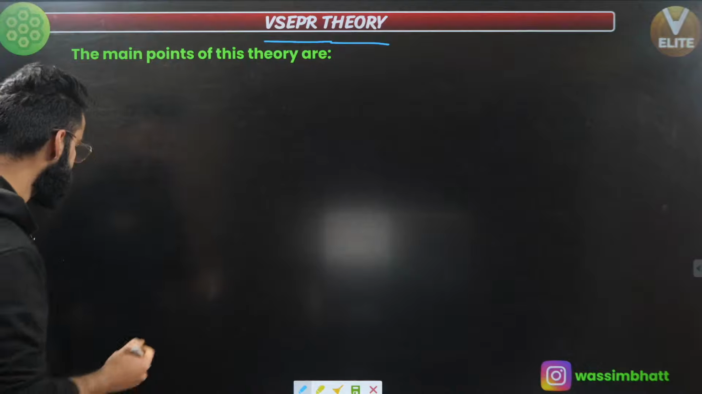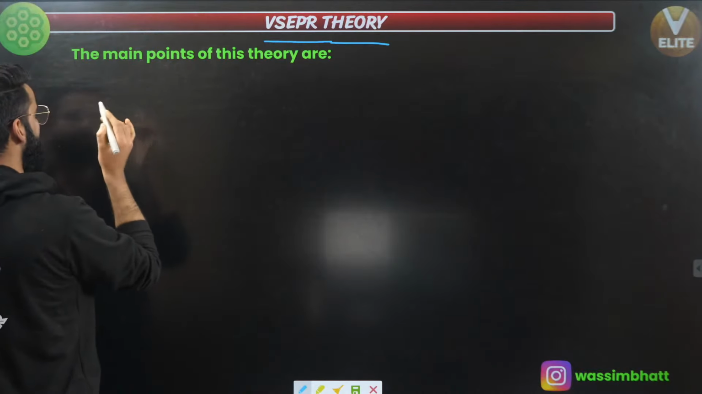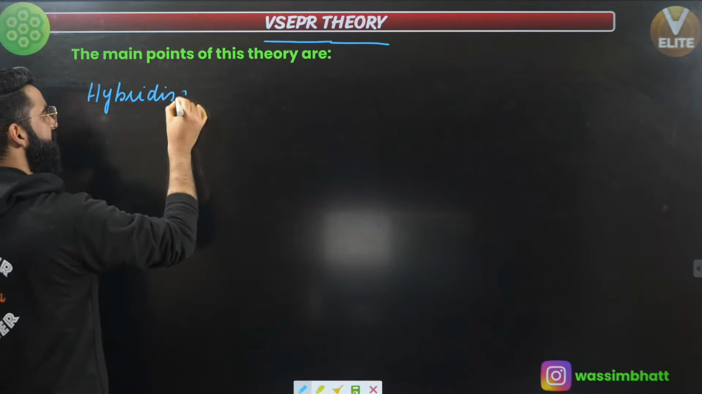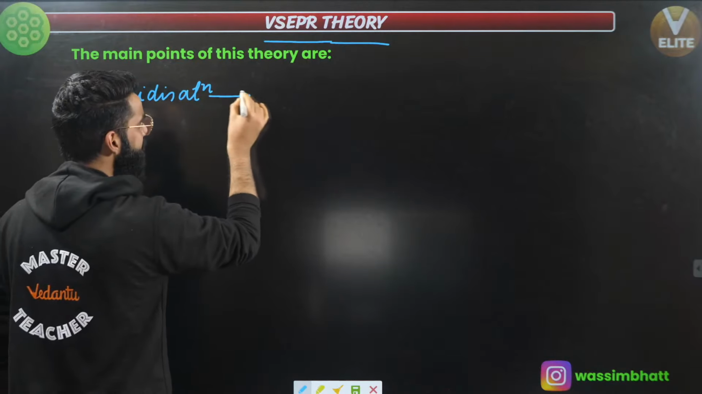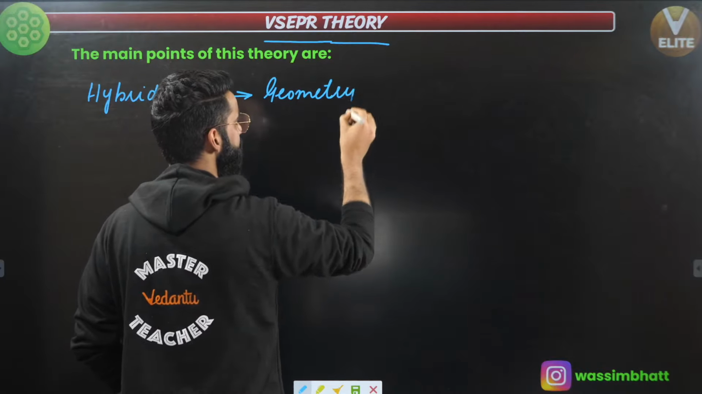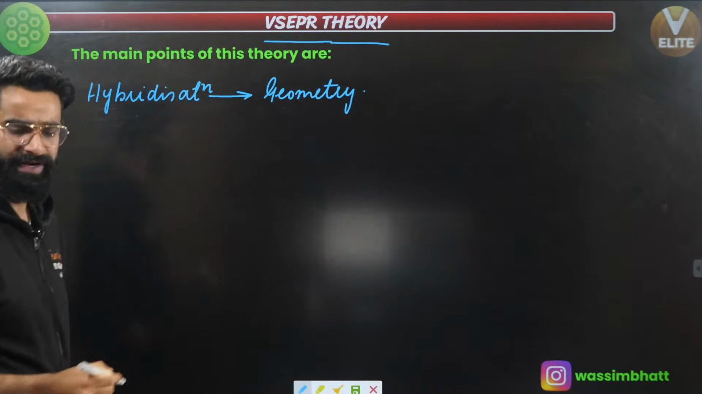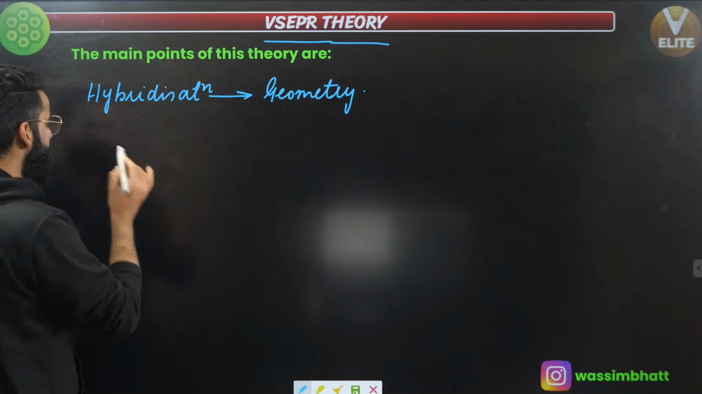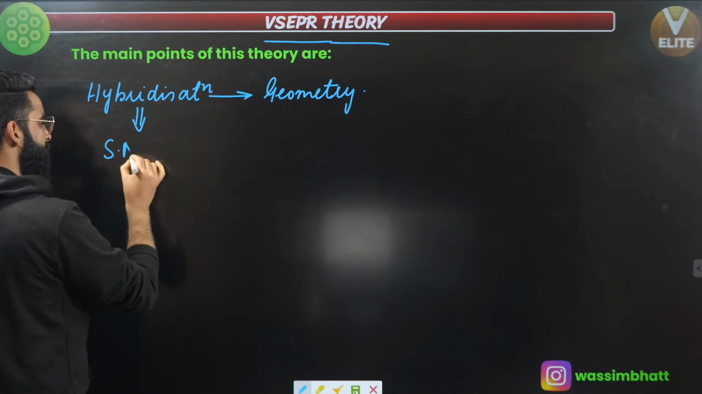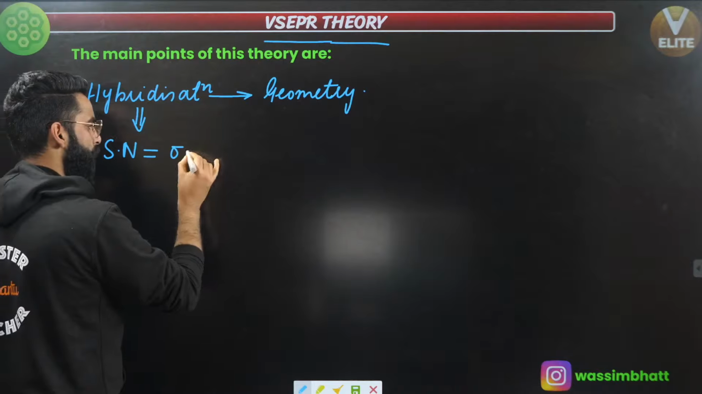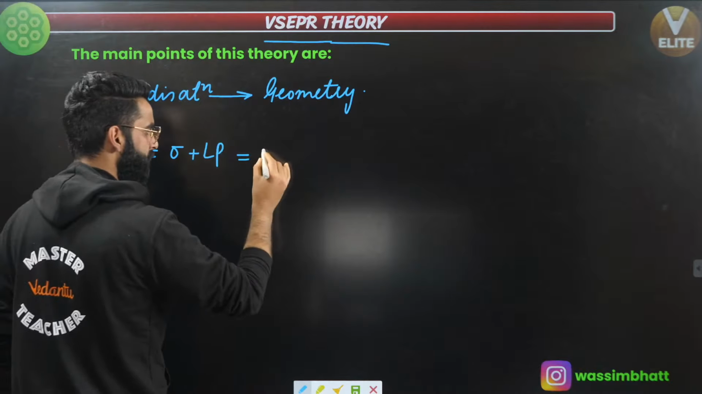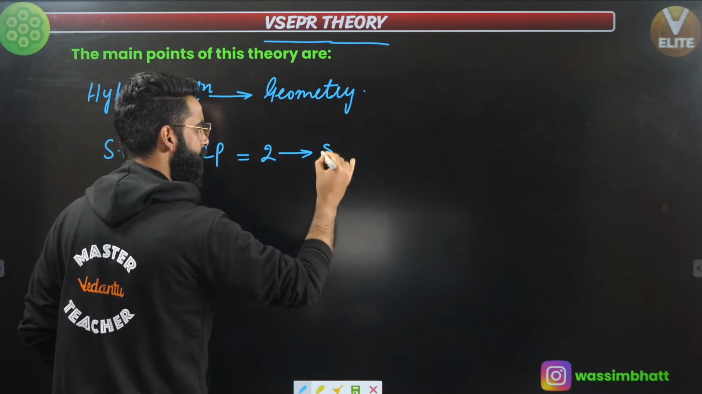See guys, have a look. First of all, in the last session, we talked about hybridization. I hope you remember that. Hybridization gives us the idea about the geometry of the molecule. Now I gave you one simpler method by means of which you can calculate the hybridization, the steric number method. Steric number is always equal to sigma bonds plus lone pairs. And I told you, if the value of the steric number for a molecule comes out to be 2, the hybridization of the molecule is said to be sp.